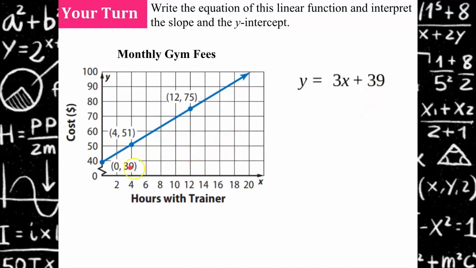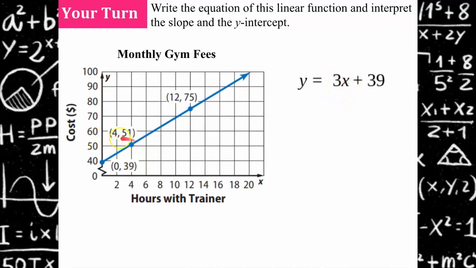I get my 39 right here. It gives me this point, (0, 39). So I know that the point where it crosses the y-axis, where it starts, is 39. Then I'm going to rise. We've got to use these points. I went from 39 to 51, and that's a rise of 12 over a run of 4, from 0 to 4. 12 divided by 4 is 3.